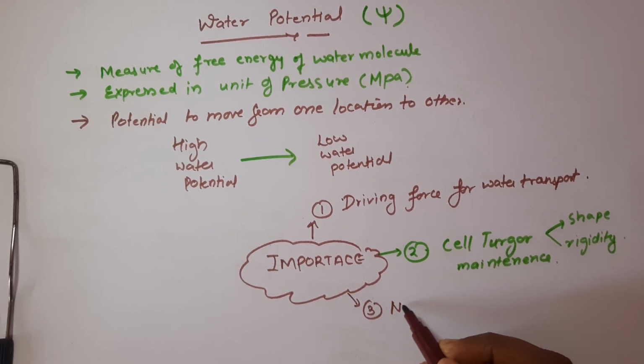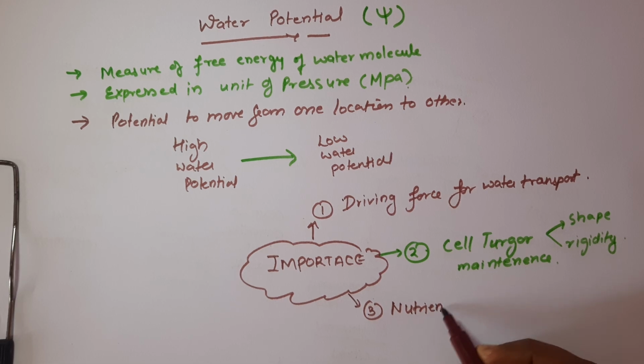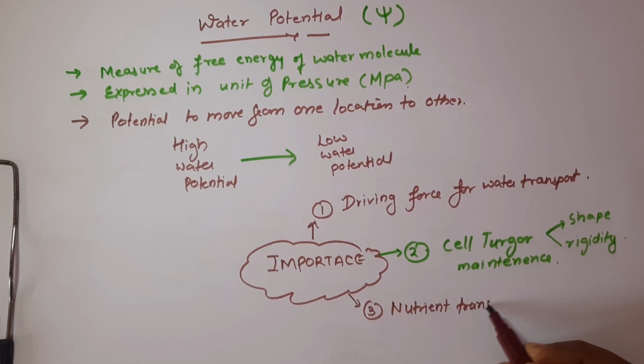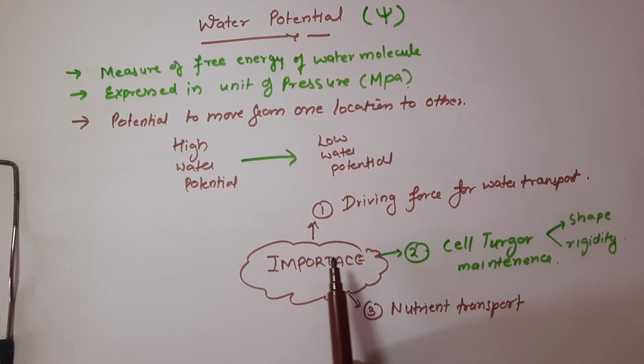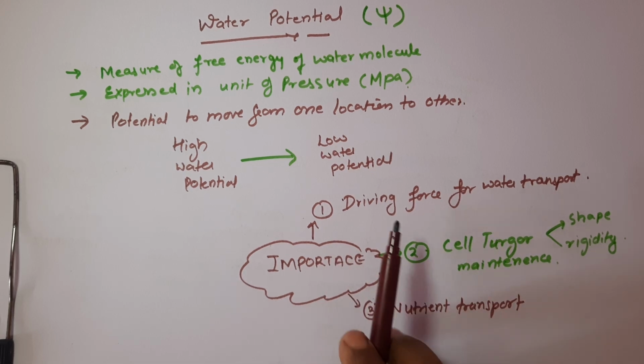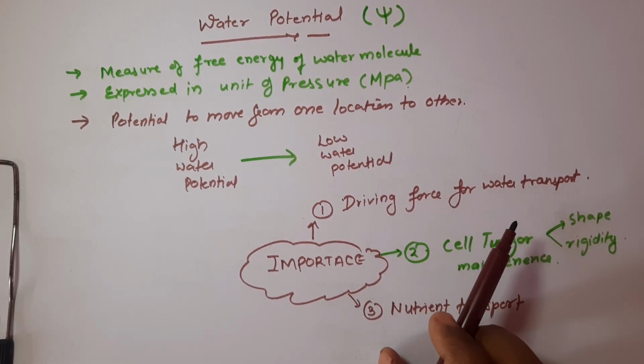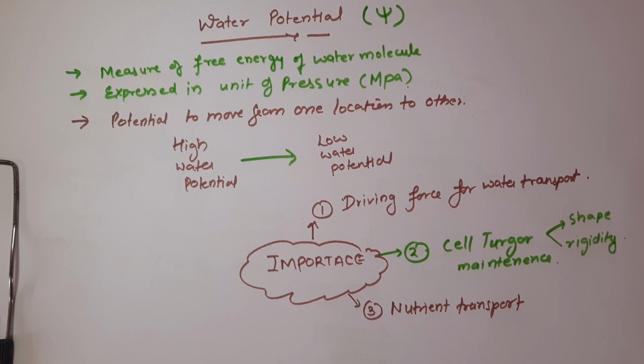Then comes nutrient transport. I already discussed that water potential acts as a driving force for water transport, and water takes up dissolved nutrients from the soil through the roots. So the water that is transported has nutrient content also. The water potential gradient facilitates the transport of nutrients dissolved in the water throughout the plant.